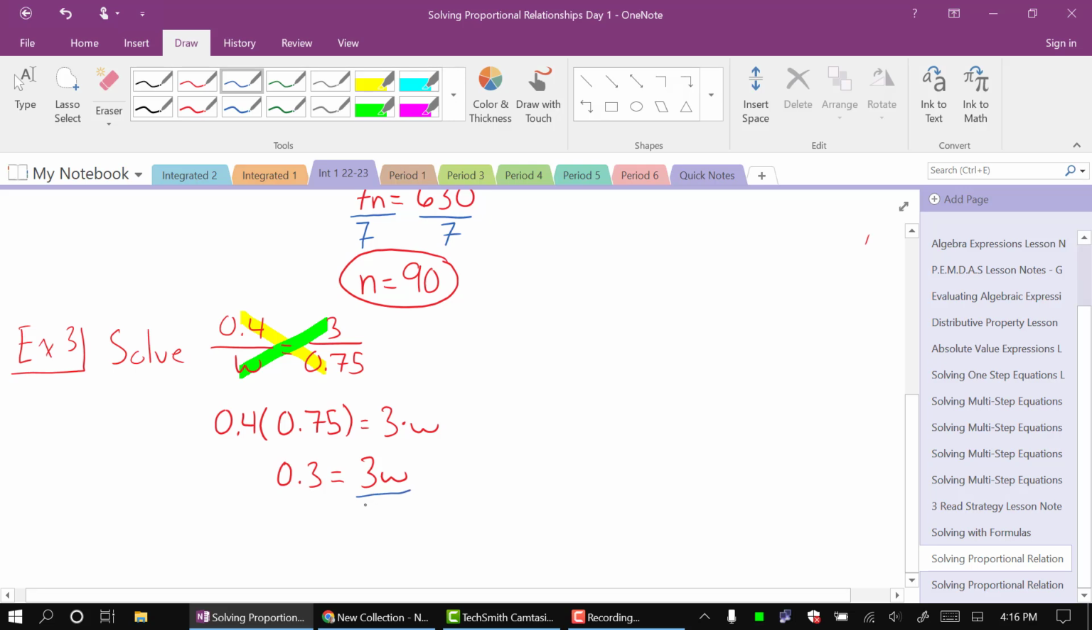Now I'm going to divide both sides by 3. And when I do, I get w equals 0.1 or 1/10. So this one was a little harder than the last two because we had some decimals in it, but don't worry, you got this.